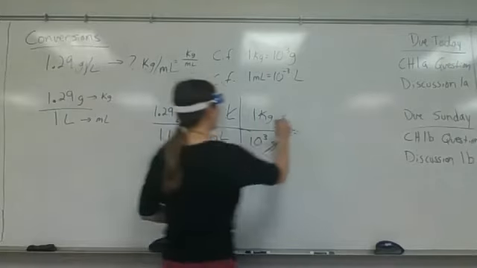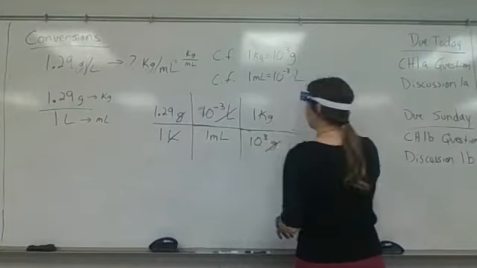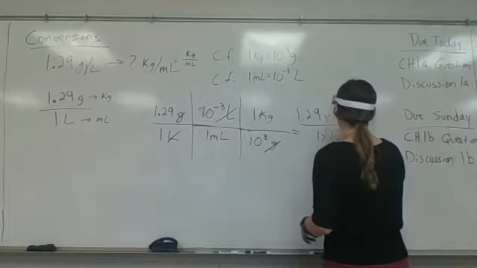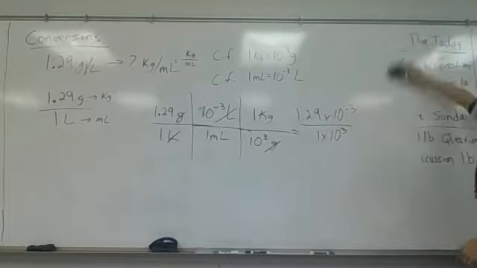Let's write out what exactly we're calculating. 1.29 times 10 to the negative third times 1. I'm going to skip that part. 10 to the third. You're going to get frustrated at this answer.